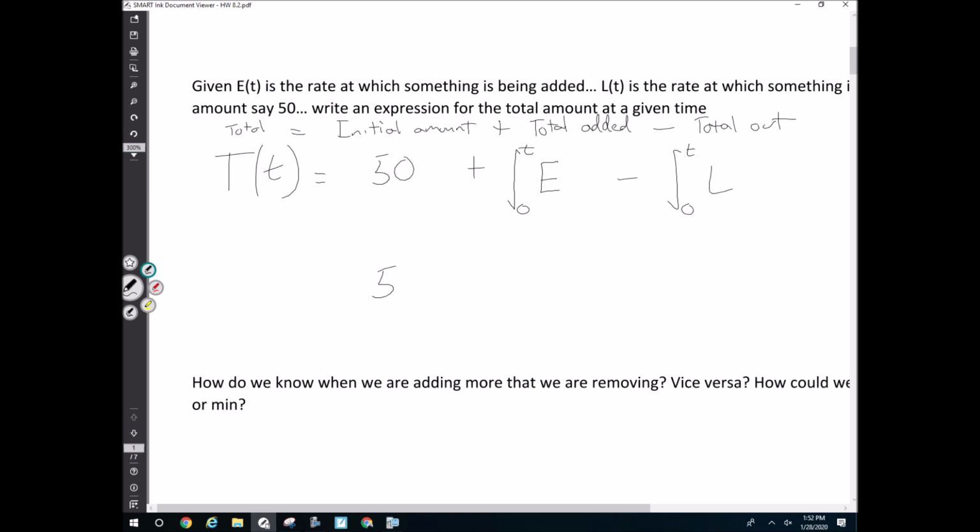Now, what we could do if we wanted to, and this is a property of integrals we're going to talk about in the future, is combine these to just be one integral. Now, if you watch the video of the lesson, it's done like this. I think I'm going to update the video, and I'm going to go with this for the rest of the problems in our notes: the initial amount plus our total added minus our total that has been removed.